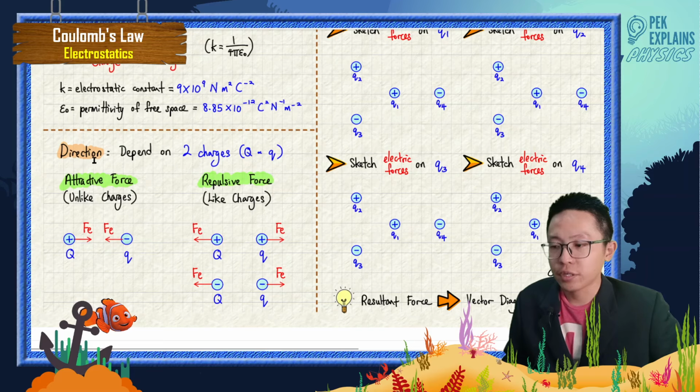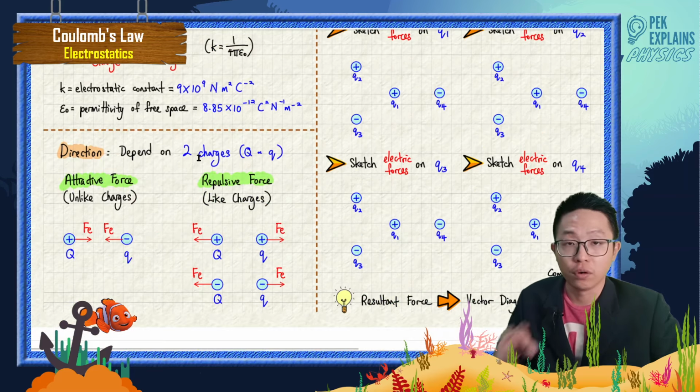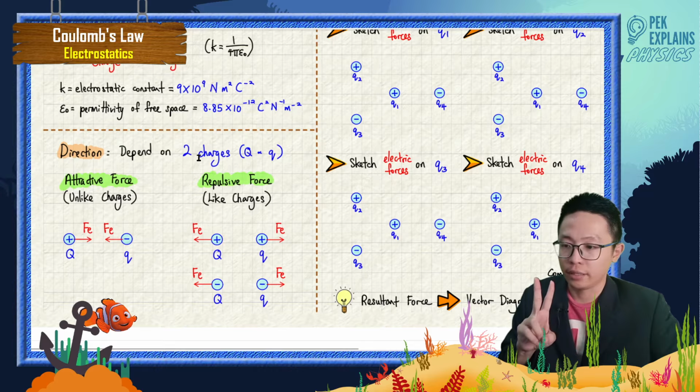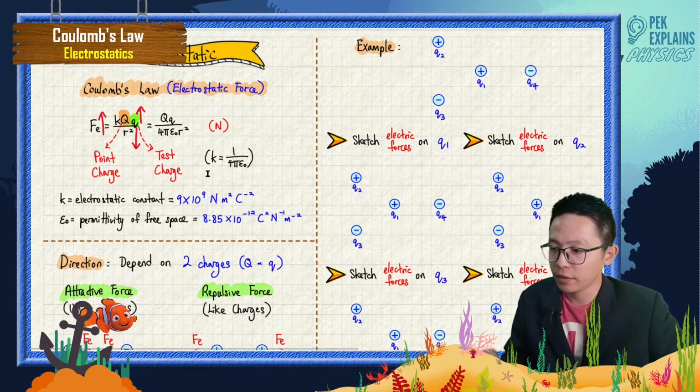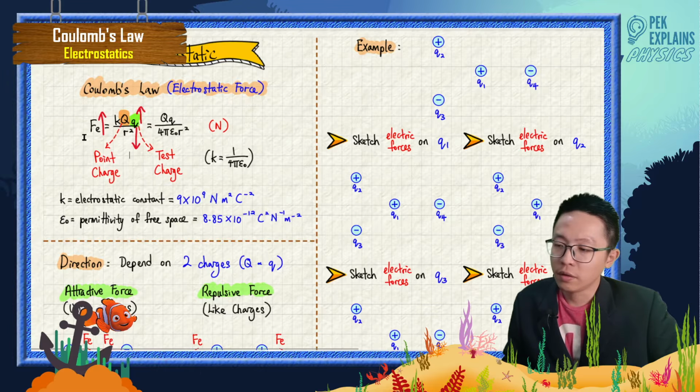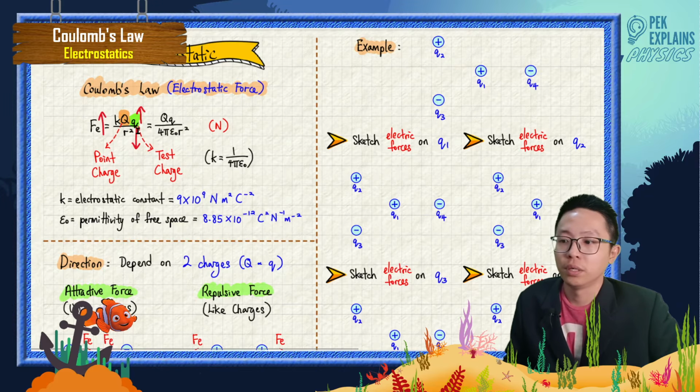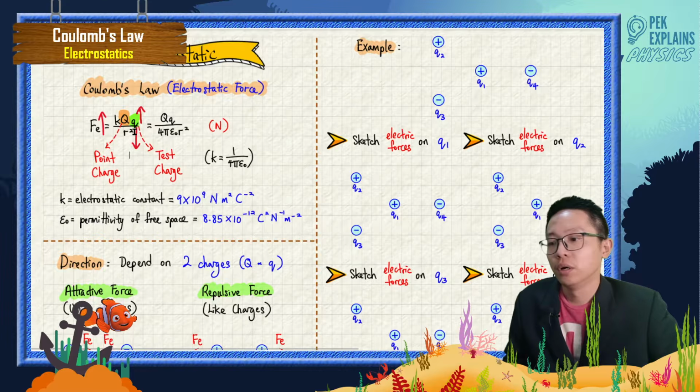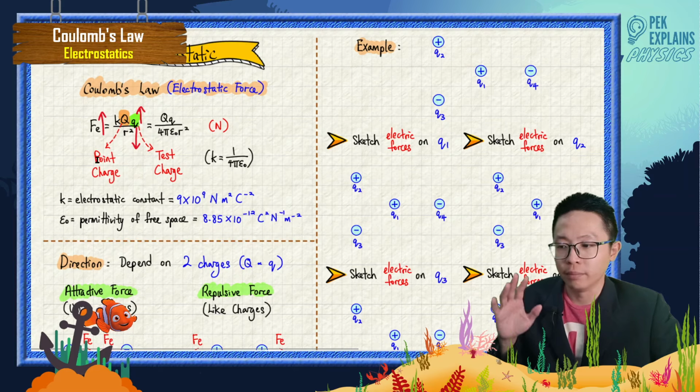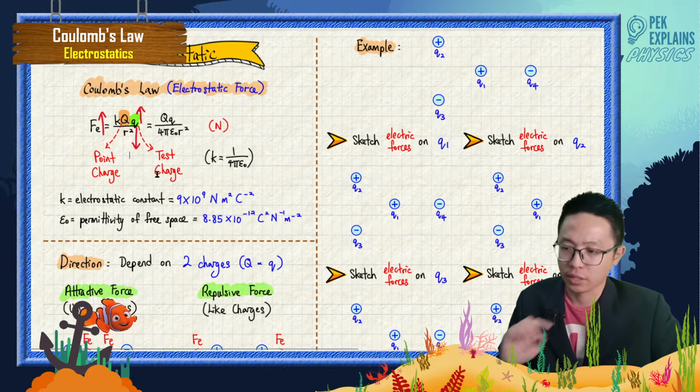The direction for electrostatic force depends on two charges. For electrostatic force, you must look at two charges, because even in the equation of force, you see it has two charges: the point charge and the test charge. You can write big Q, small q, or you also can write Q1, Q2. So you have a point charge and a test charge, and for force you need to look at both.